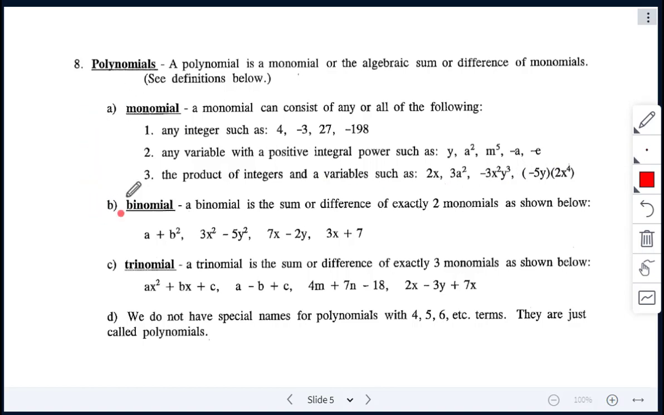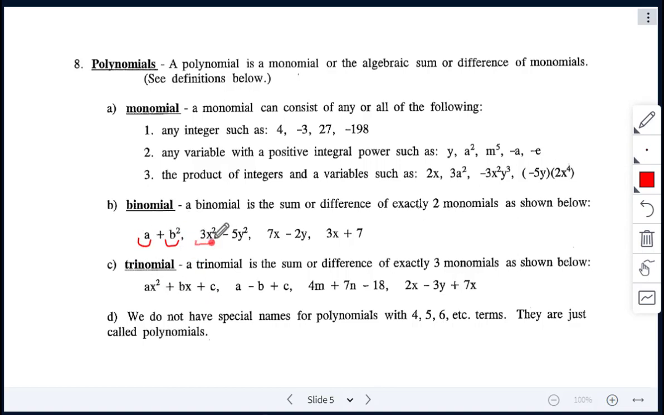A binomial: mono meaning one, bi meaning two. So a binomial is the sum or difference of exactly two monomials as shown below. The other way to look at it is there's two terms, right? So a plus b squared, there's two terms, therefore this is a binomial.